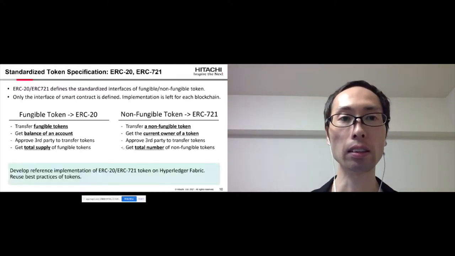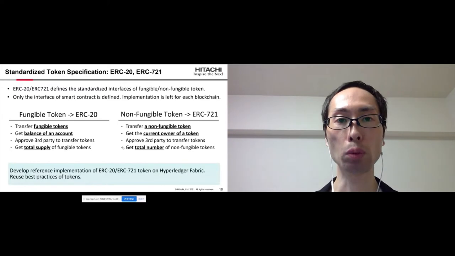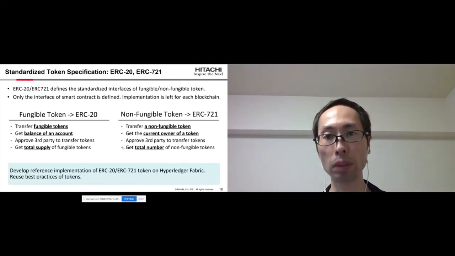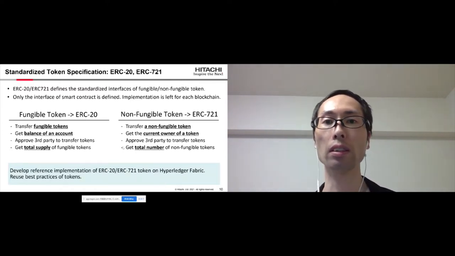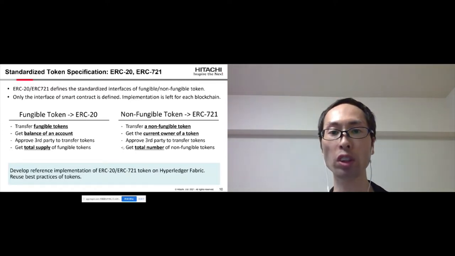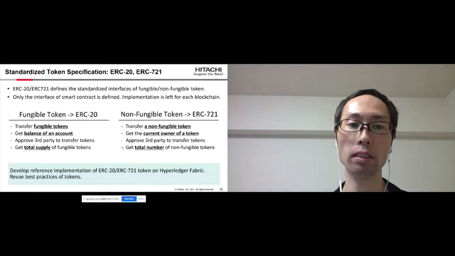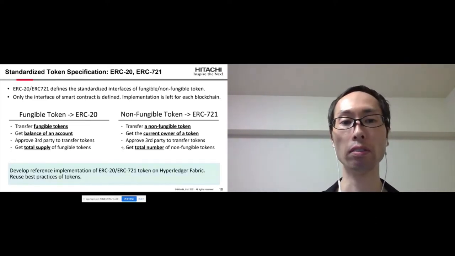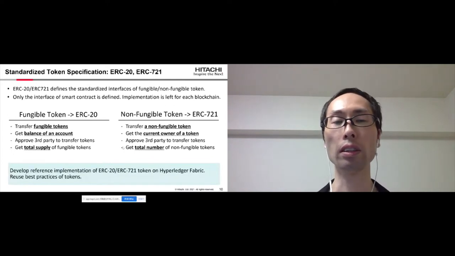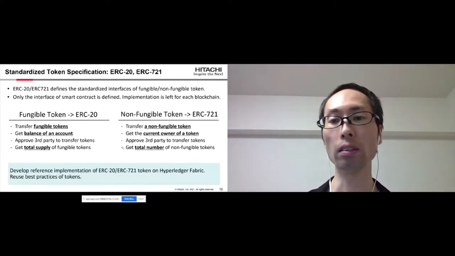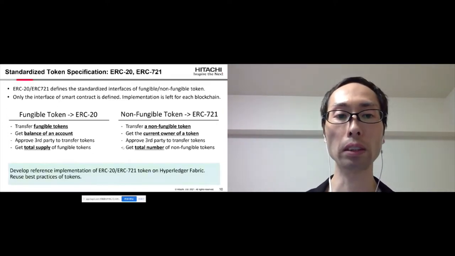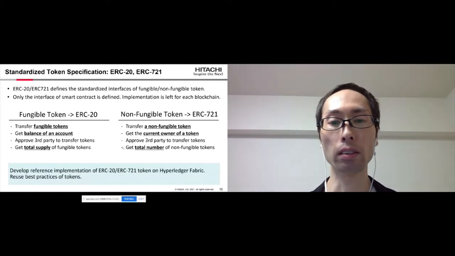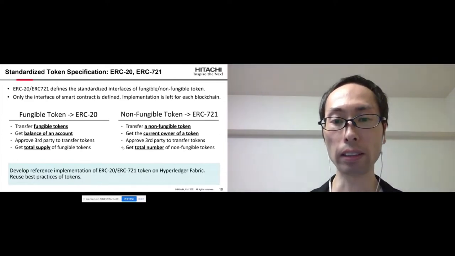These standards define only the interface of smart contract, and the implementation is left to each developer. So it means implementation is left for each blockchain. So I decided to develop reference implementation of ERC20 and ERC721 on Hyperledger Fabric because we can reuse best practices of tokens and we can also satisfy the strong governance requirement for B2B tokens.